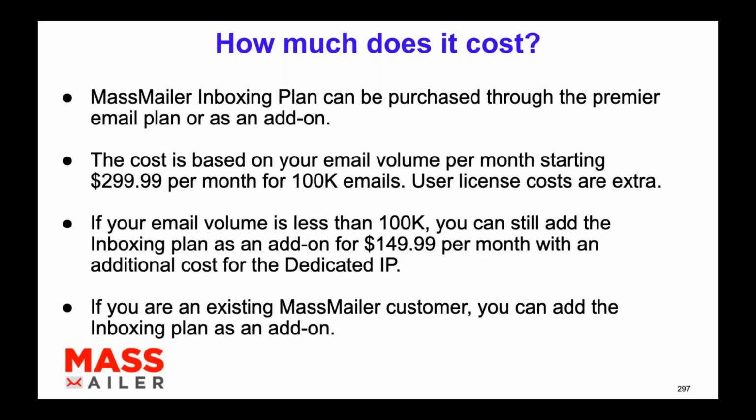And if you're an existing MassMailer customer, again, you can add the inboxing plan as an add-on. It costs you $149.99. That's only for one domain though. So if you need to add this inboxing plan for more domains and IP addresses, that's going to cost you extra. So for one domain, one IP, $149.99 per month is the cost.